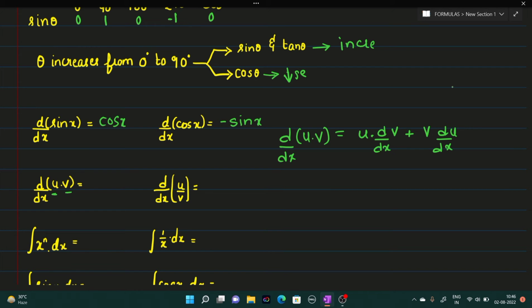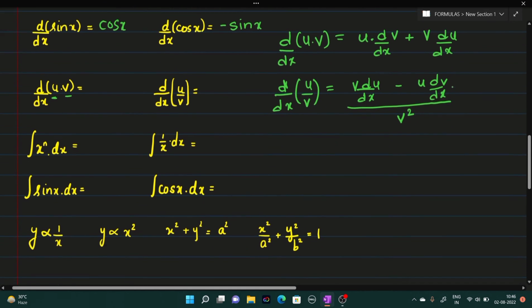Similarly, if a division format is given, then the expansion is as follows. d by dx of u upon v can be expanded in this format. First, the denominator is written outside. This format is important, because a negative sign will accompany it, so the denominator should be written first. Then we differentiate the numerator, d by dx of u. Then we write a negative sign, then u d by dx of v. After that we divide the entire thing by the square of the denominator.